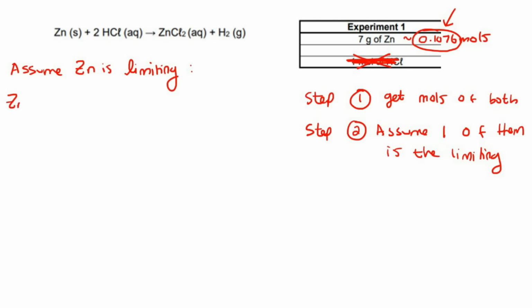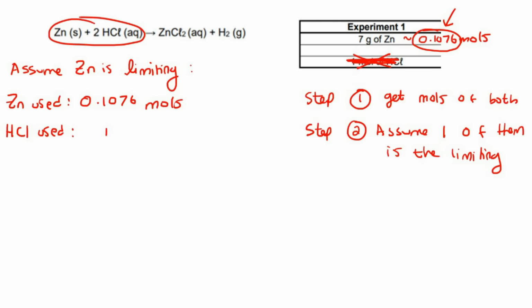So the amount of zinc that we would use would be 0.1076 moles. So then how much HCl would we use? You can't say 1. You cannot say 1. What you do is you use the ratio in the reaction. So we know the ratio is 1 to 2 for zinc to HCl.